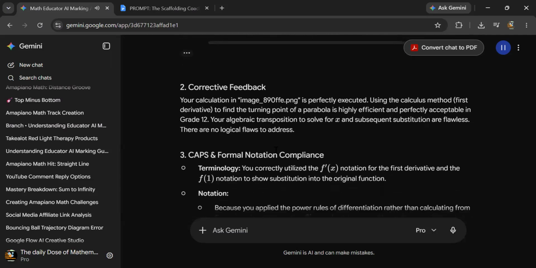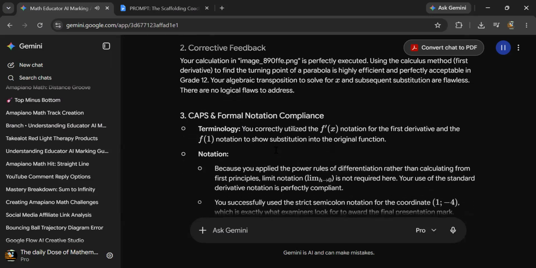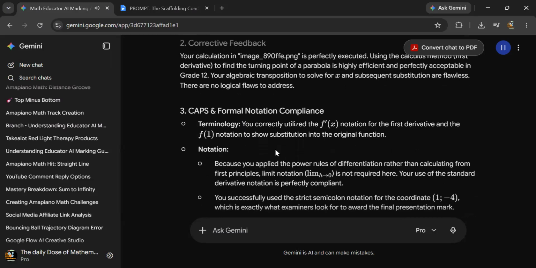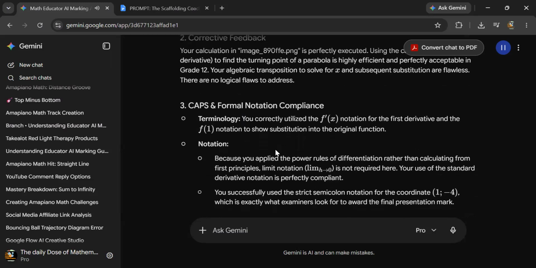2. Corrective feedback. Your calculation is perfectly executed. Using the calculus method, the first derivative, to find the turning point of a parabola is highly efficient and perfectly acceptable in grade 12. Your algebraic transposition to solve for x and subsequent substitution are flawless. There are no logical flaws to address.